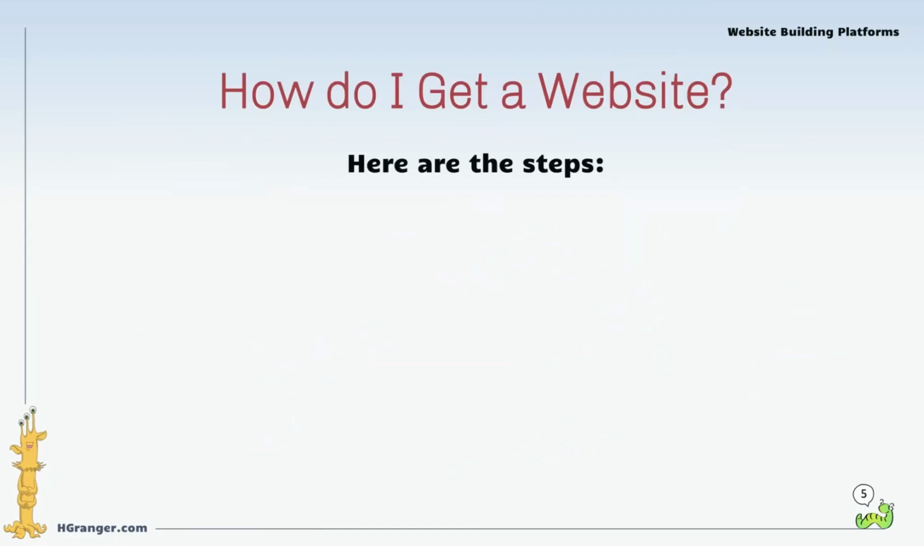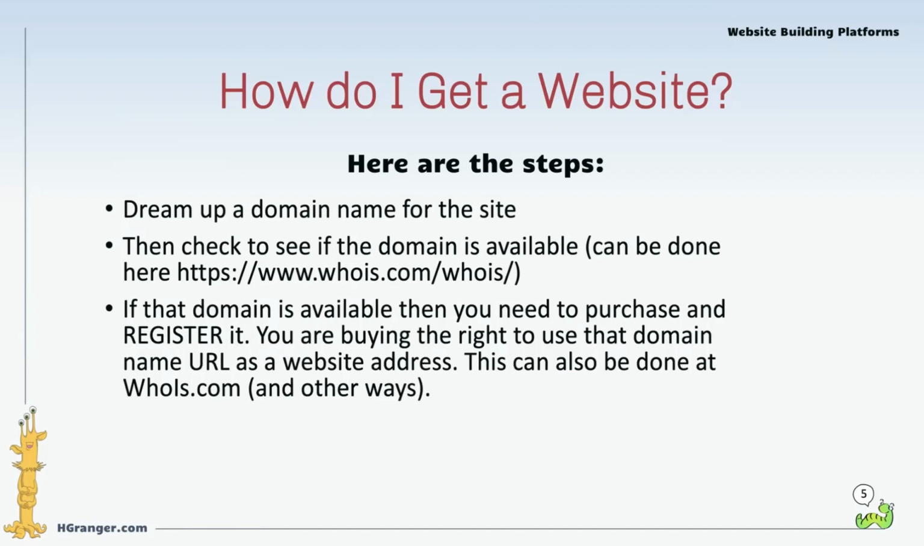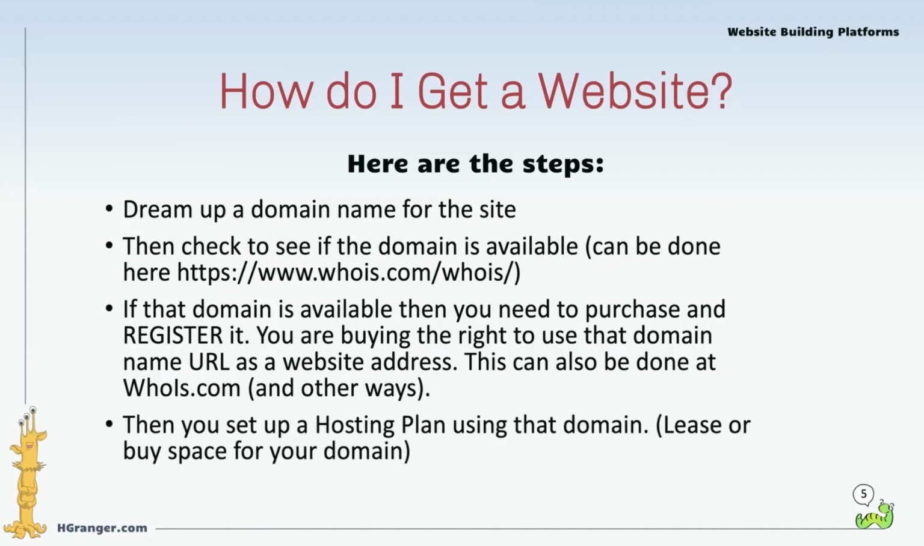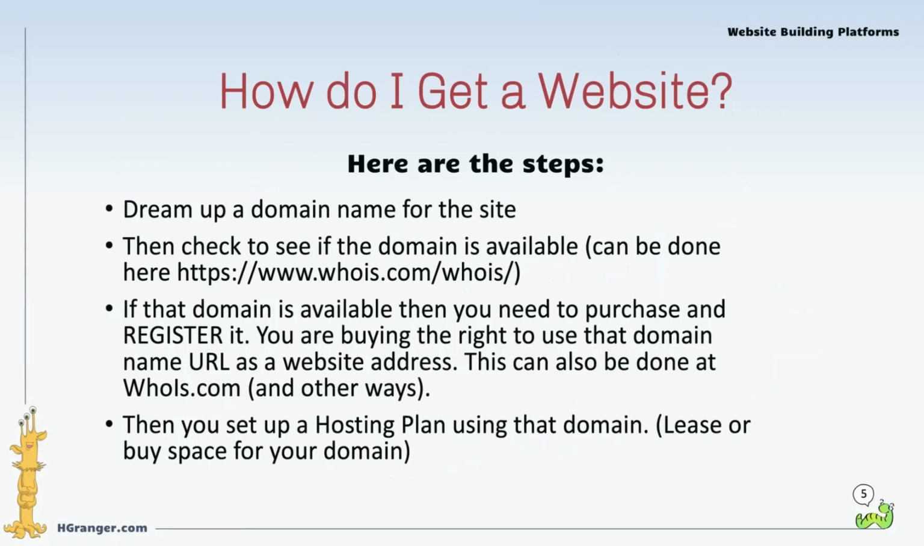So how do I get a website? Or how do you get a website? Here are the basic steps. Lots of different ways to do this. So this is just, here are the basic steps. You have to come up with a domain name for that site. Then once you have one, you have to find out if anyone else has already registered that domain. This can be done at whois.com, and I will show you that. If that domain is available, in other words, no one else has got it, you have to purchase and register it. You are buying the right to use that domain name URL as your website address. This can be done at Whois and lots of other ways, so we'll go through that in a minute. Once you've got that domain, you have to point it somewhere. And that is, you point it to this server, and you do that using your hosting plan.